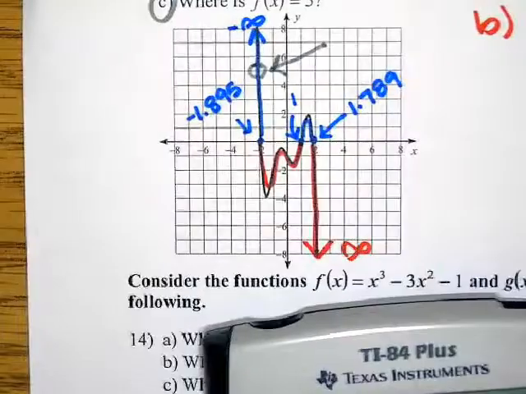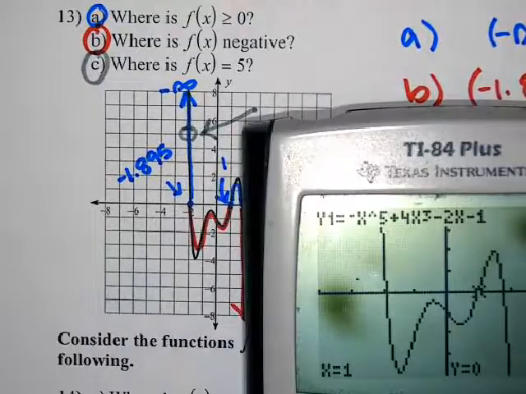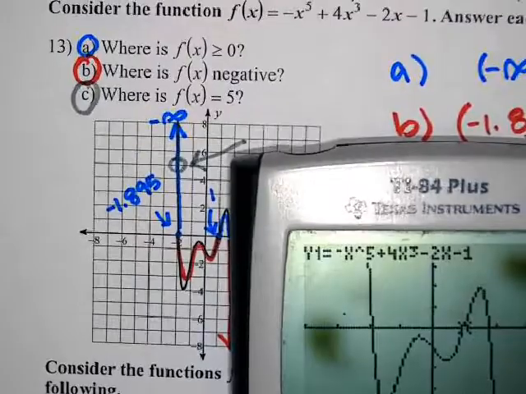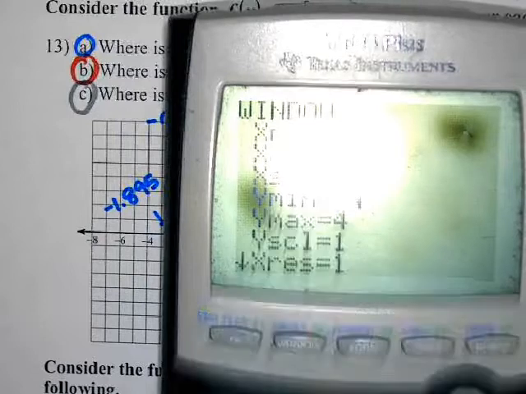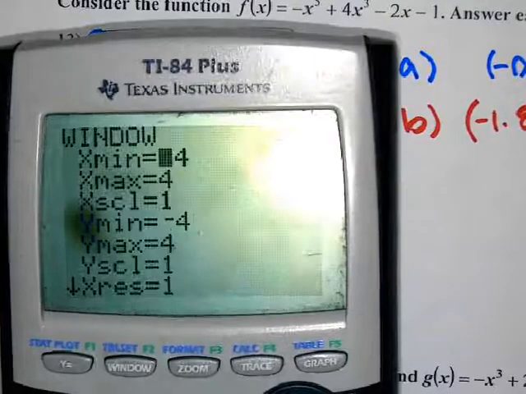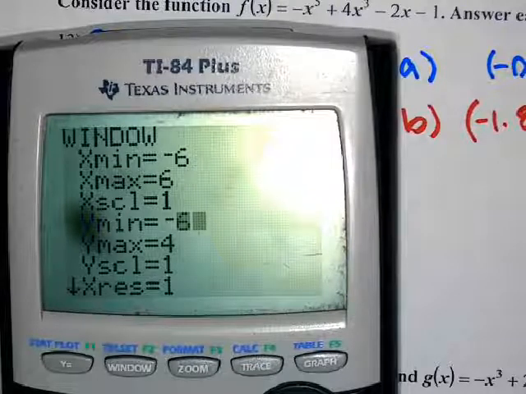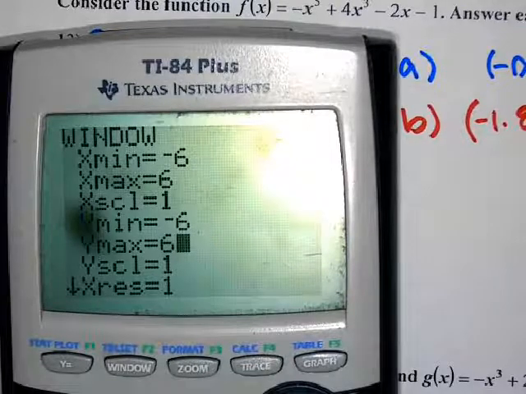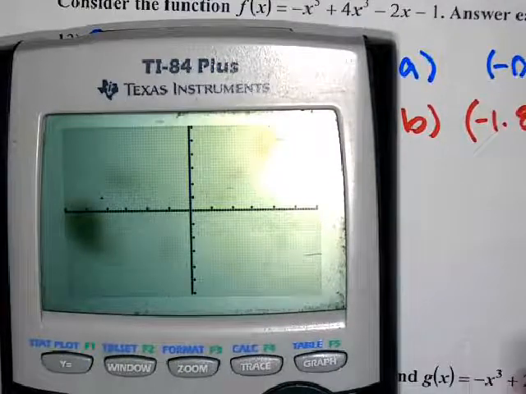So what we need to do, we're going to have to change our window a little bit because I didn't let the y value go to 5. So I'm going to go ahead and hit the window button. I'm going to take all my values for my window and change all of them to 6 so that my graph is big enough so that I can see everything that I want to see. So this is what my window is going to look like now. And now I can see everything I need to see.